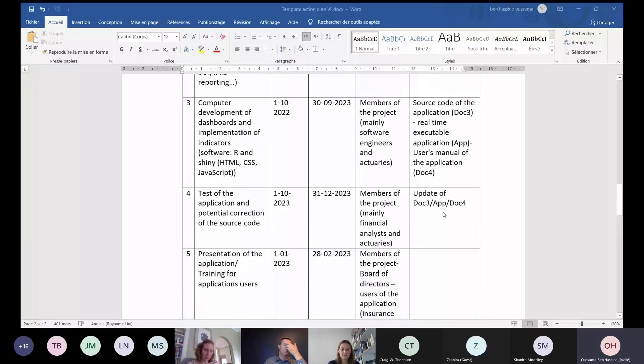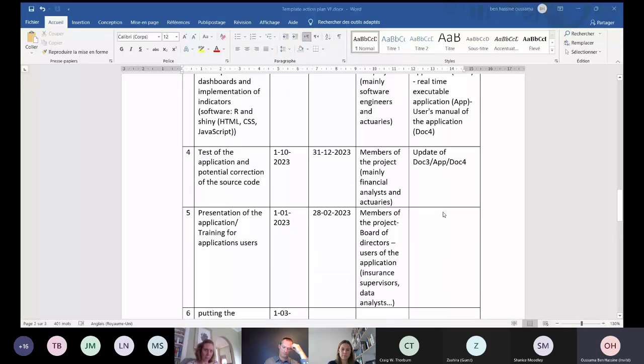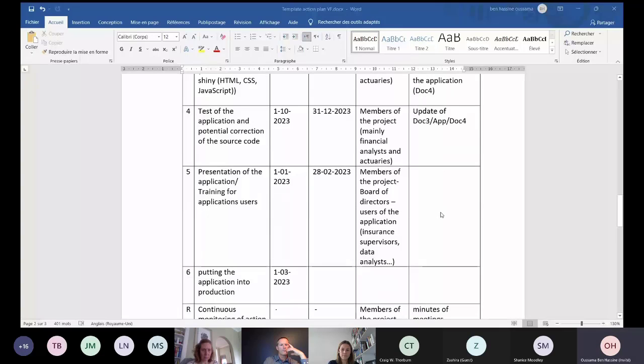The fourth step is to test the application and potentially correct the source code. The stakeholders are members of the project, mainly financial analysts and actuaries. The fifth step is the presentation of the application and training for applicant users. And the last step is putting the application into production.